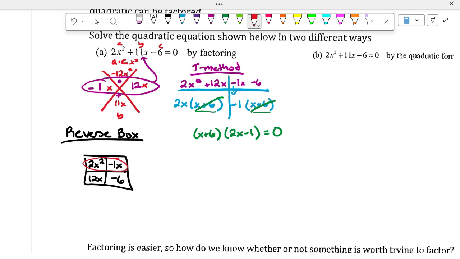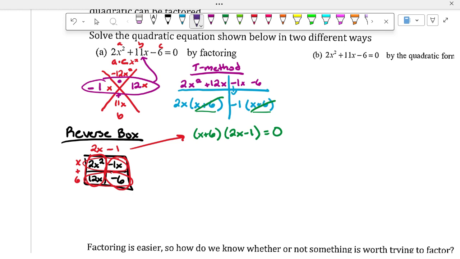So what's the GCF of the first row? X. GCF of the second? 6. So plus 6. GCF of the first column? 2x. GCF of the second column? Negative 1. Remember, if the first box is a negative, you take out a negative. And we still get the exact same factors.